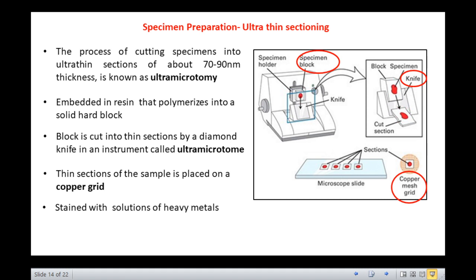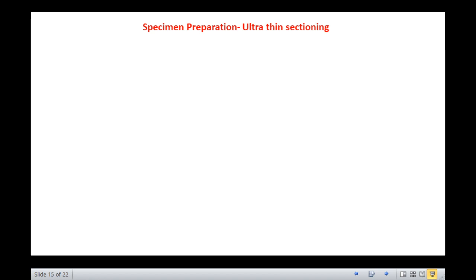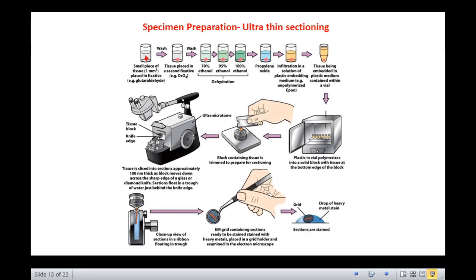Let us quickly revise what we have just studied about the specimen preparation. A small piece of tissue is placed in a fixative like glutaraldehyde. It is washed and transferred to another fixative like osmium tetroxide. The sample is then dehydrated by exposing to a gradient of ethanol and then washed with propylene oxide. The tissue is then mixed with a resin in vials.